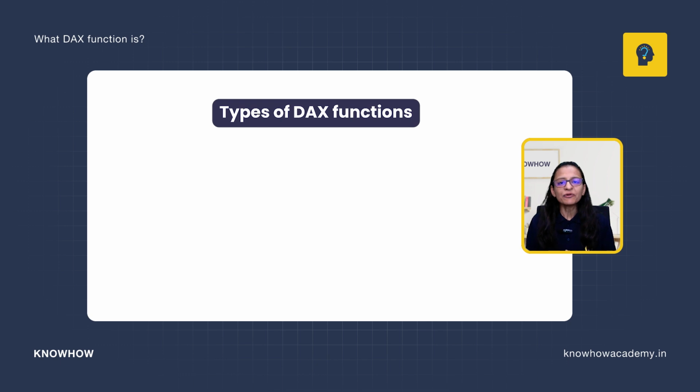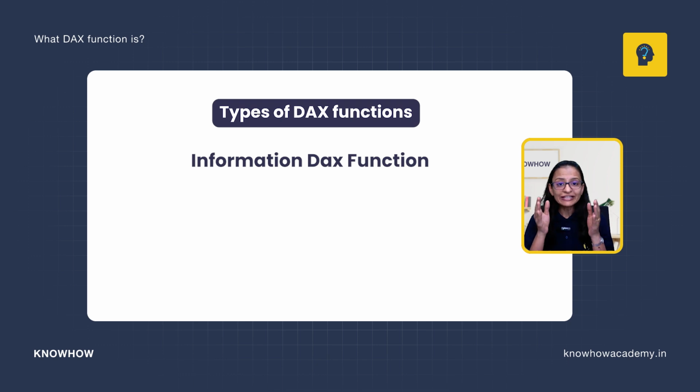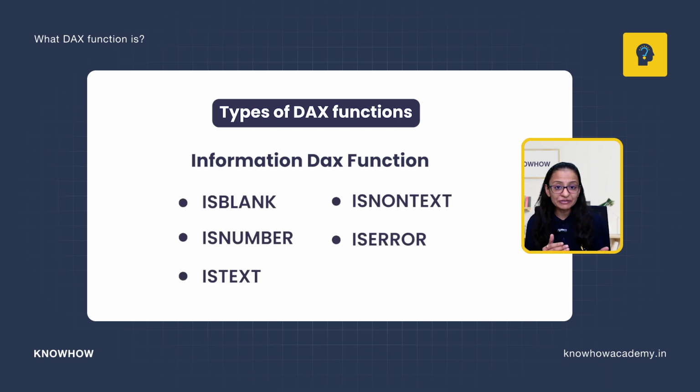The next type of DAX function is the information DAX function. So let's say you want to find out whether any column or any row contains a blank value, or whether there is any error in the data. So let's say ISEMPTY, ISBLANK, null. These are called information DAX functions. So here are examples of information DAX functions.